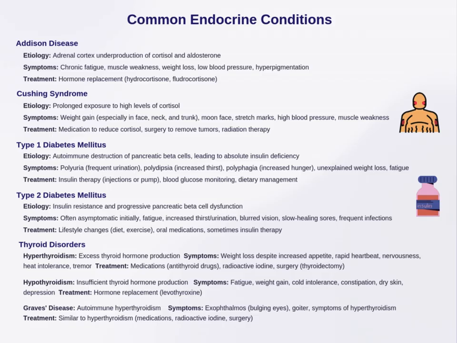by injection. Symptoms of diabetes are polyuria, which is frequent urination, polydipsia, which is increased thirst, polyphagia, which is increased hunger. Type 2 diabetes is insulin resistance, which is often caused by diet and lack of exercise. It has a lot of the same symptoms. It can be treated by changing lifestyle, like diet and exercise, oral medications, and sometimes, if severe, insulin therapy.